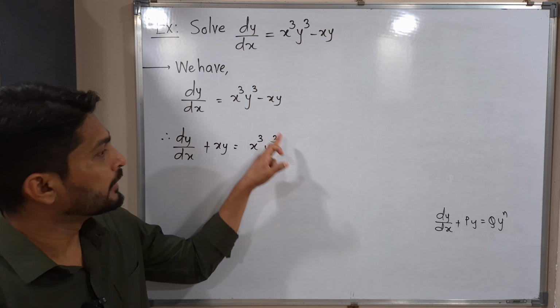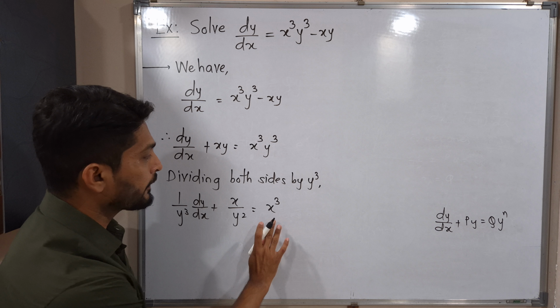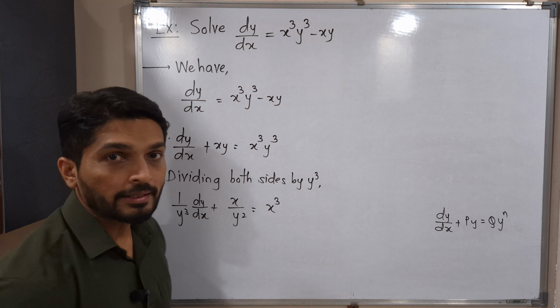So let me clearly mention, dividing both sides by y cube. Let us see what will happen. Let us divide each term by y cube. In the first term, 1 upon y cube will appear like this, dy by dx. If I divide the middle term by y cube, y is already there, so one y will get cancelled, and we will have x upon y square. In the right hand side, y cube will get cancelled, leaving x cube. So finally we got just a function of x in the right hand side.